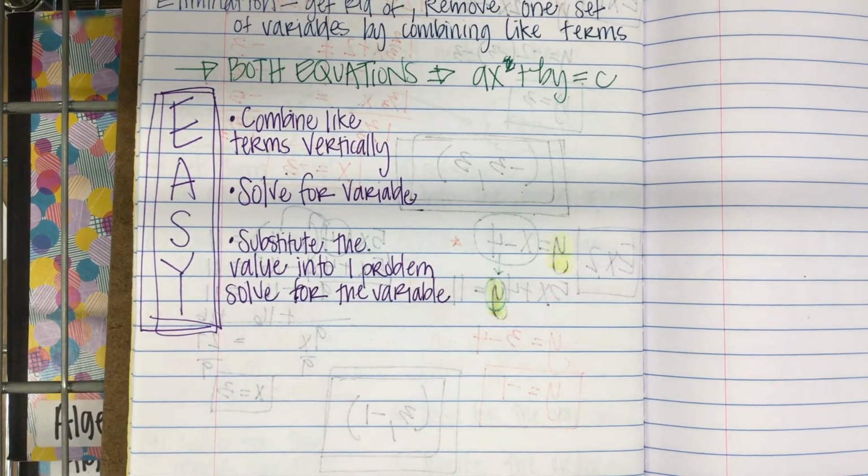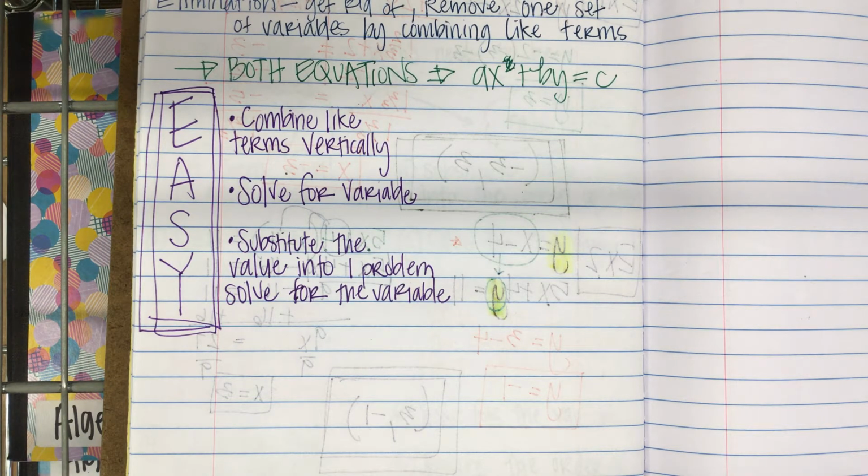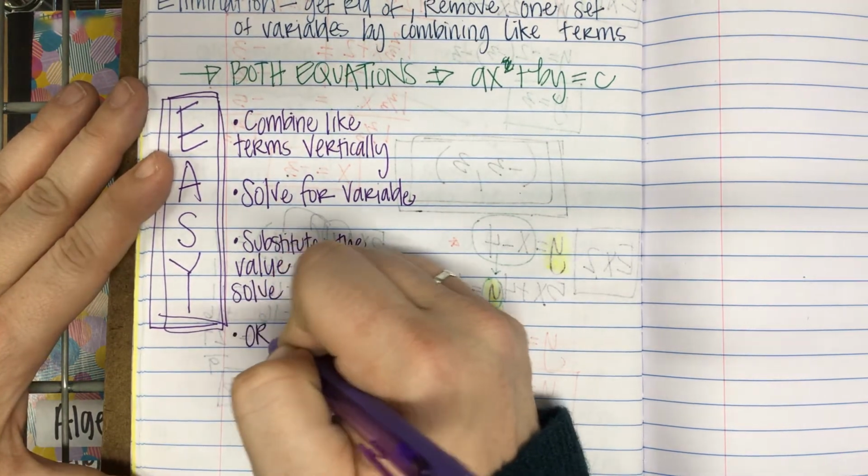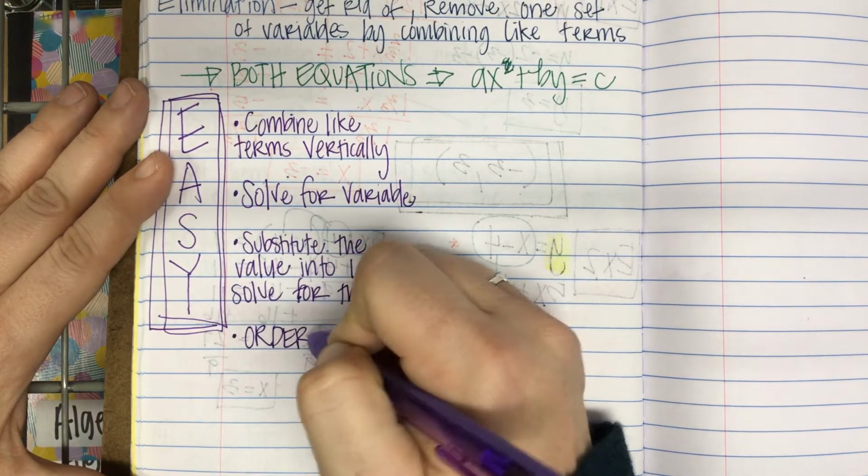Again, you're going to combine like terms vertically, up and down. You're going to solve for the variable, get an answer. Then you're going to substitute that value into one problem and solve for the variable again. Easy. The answer is an ordered pair.